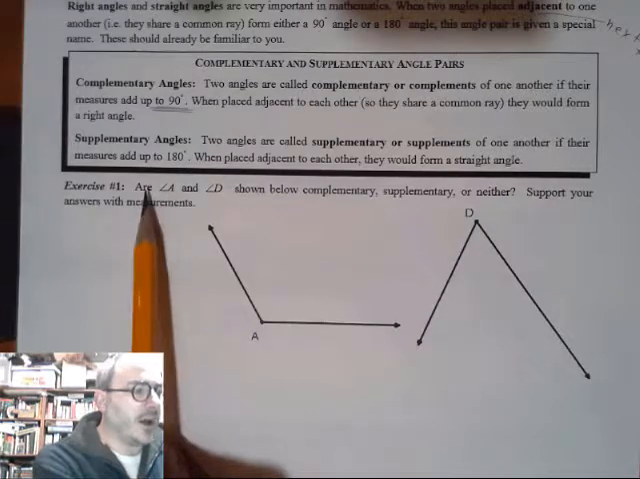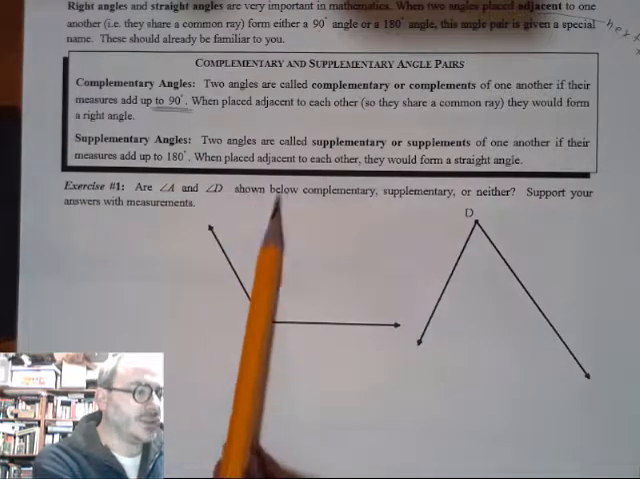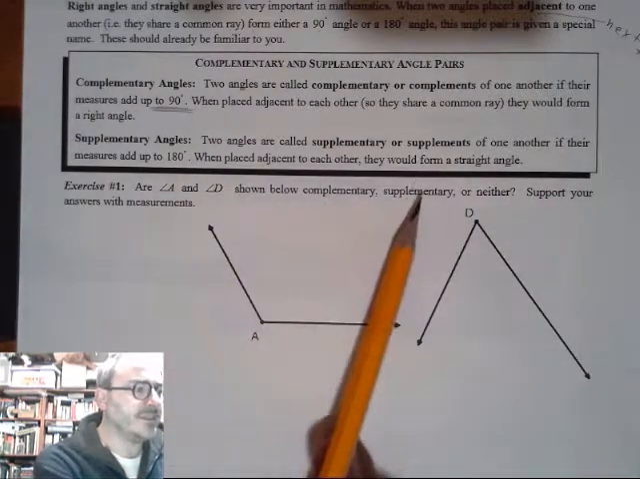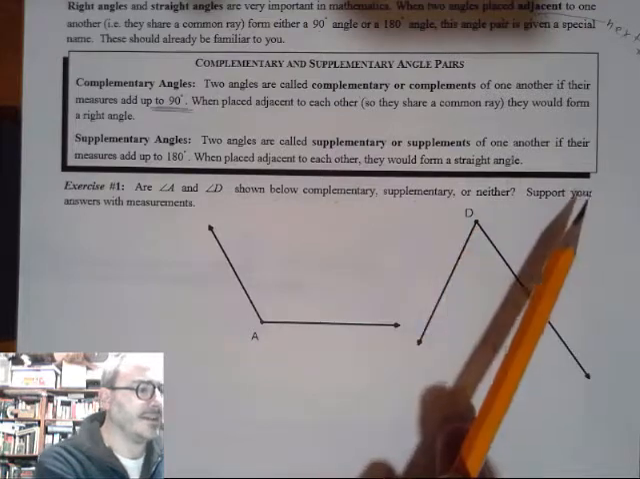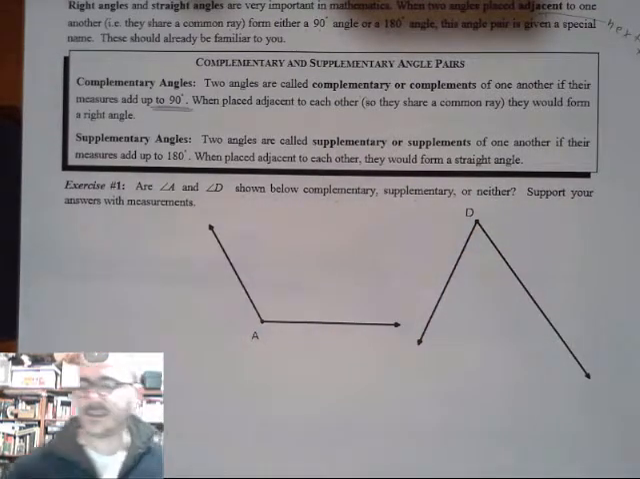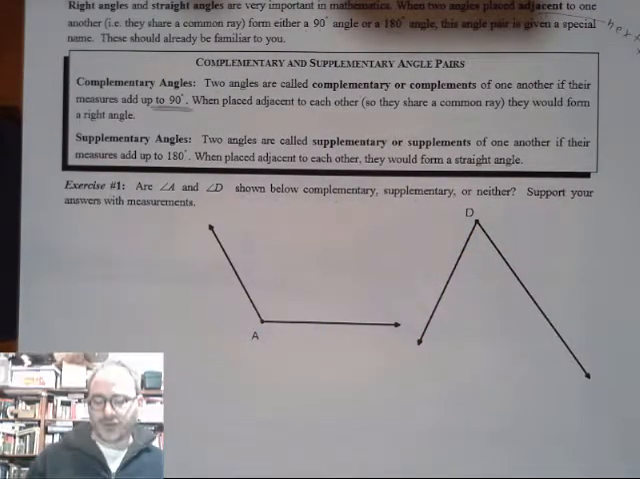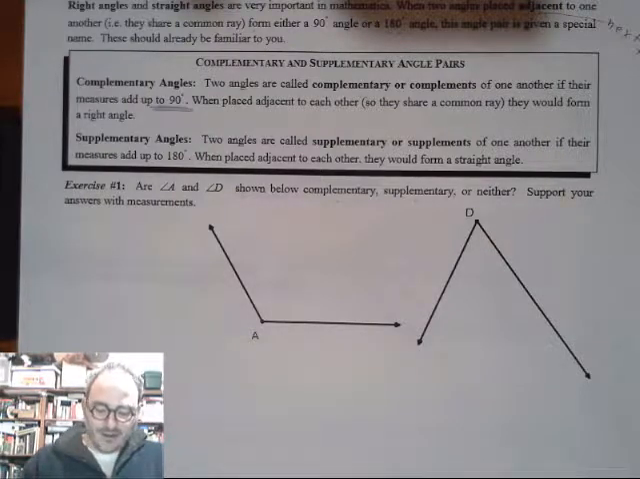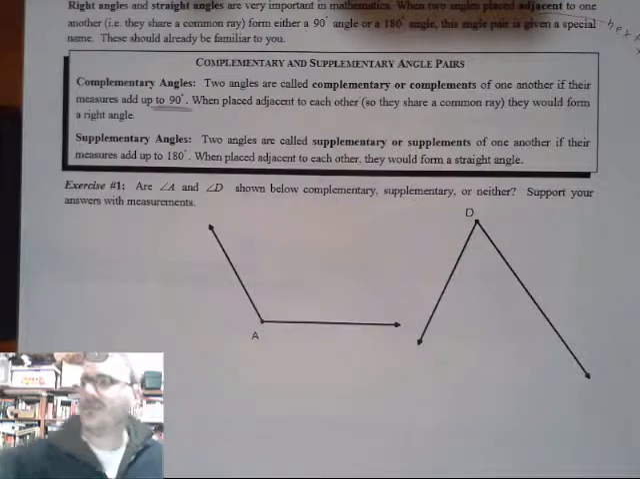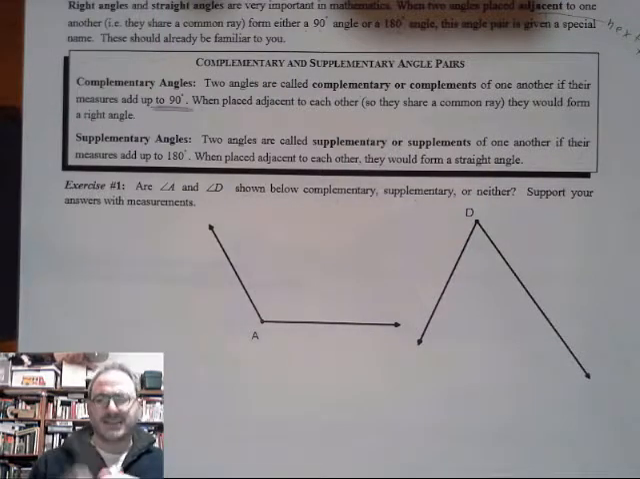Exercise 1. Are angles A and D shown below complementary, supplementary, or neither? Support your answers with measurements. So this is where you'll need a protractor. If you don't have one, that's okay, because I have one here, and you can follow along. Just make sure you get that practice in using this.